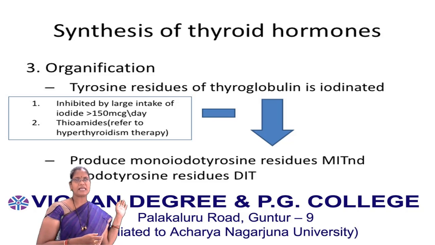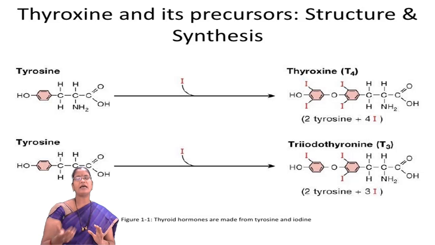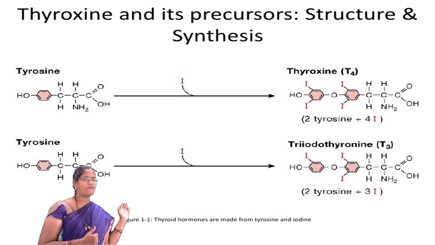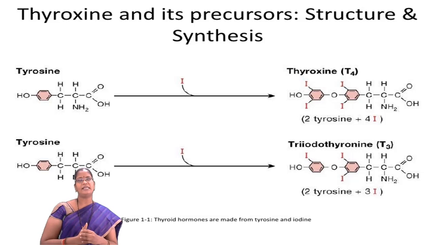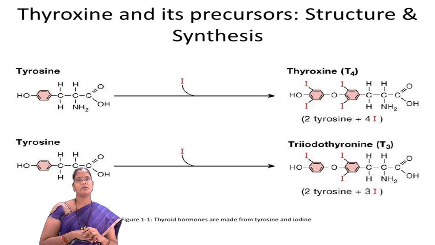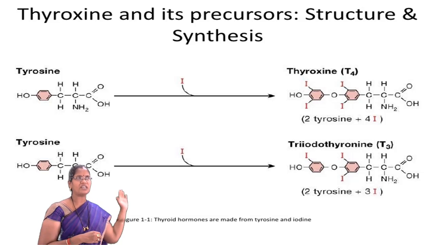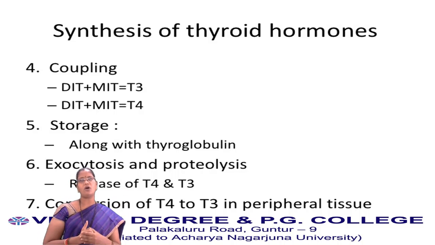The next step is coupling. Monoiodotyrosine and diiodotyrosine will couple together and form T3. In the same way, two diiodotyrosines will couple together and form T4. Thus, T3 and T4 are attached to the thyroglobulin and stored. So the fifth step is storage. These T3 and T4 hormones are stored along with the thyroglobulin.